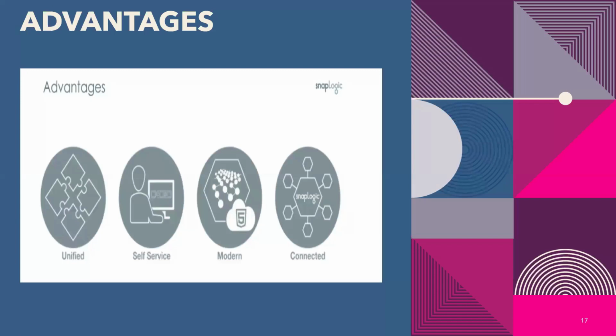Now, if you look at the advantages of SnapLogic, the first is that it is unified. What is meant by unified? The SnapLogic platform combines both application integration and data integration capabilities, so it works as a comprehensive integration solution. It helps organizations avoid the complexity of using multiple integration tools and simplifies the integration landscape.